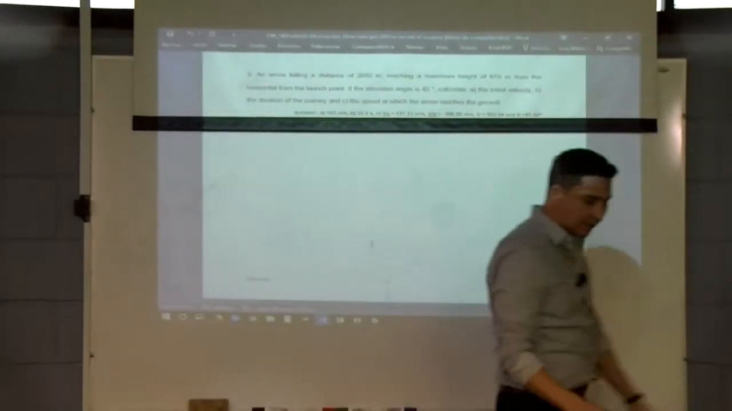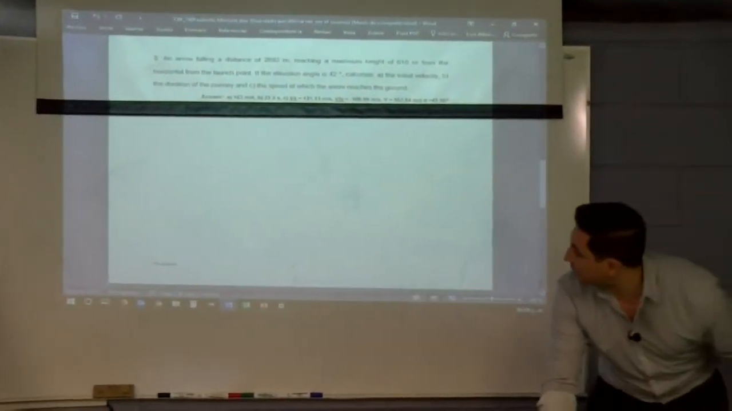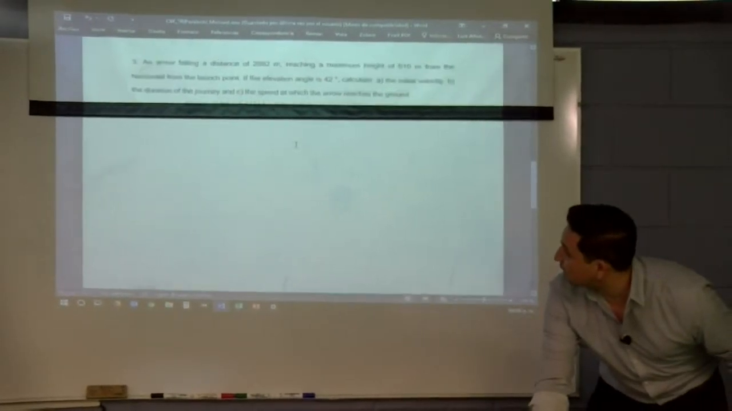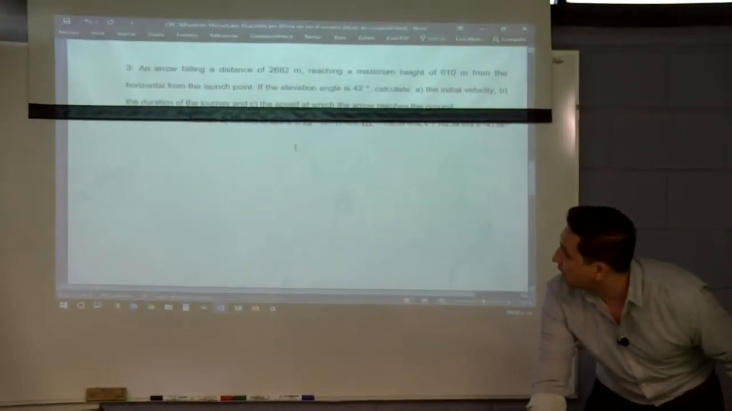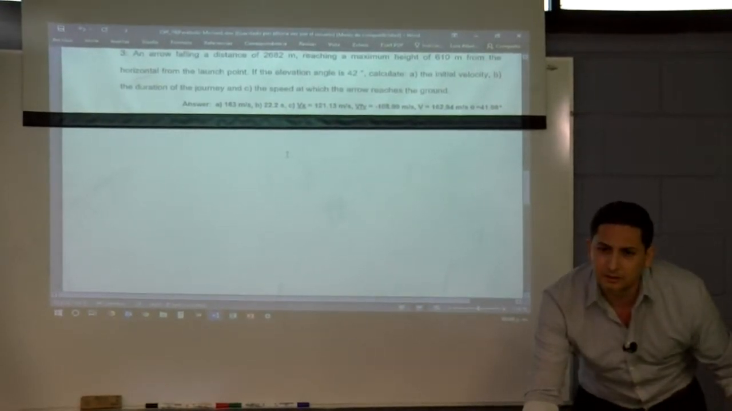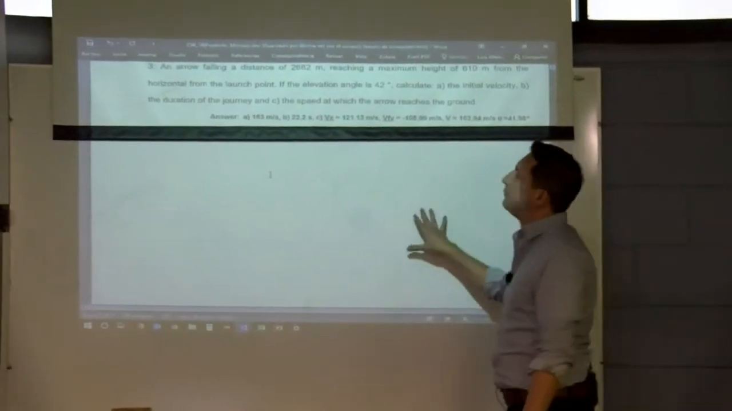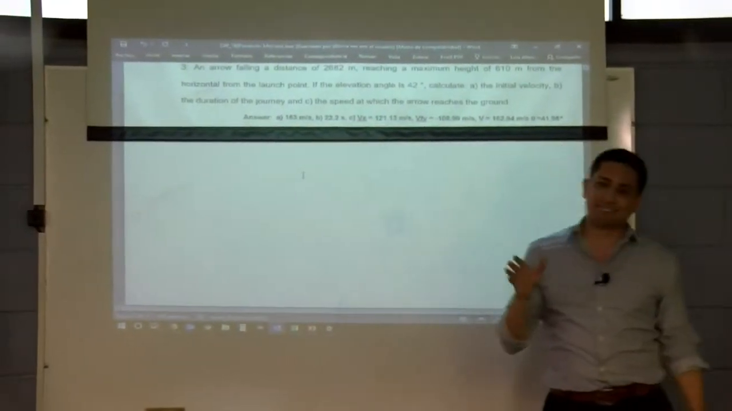Problem 3. I'm going to zoom in so you can see it better. Let me check. Like that, I think that is better. Okay, this is problem 3, classwork 16.